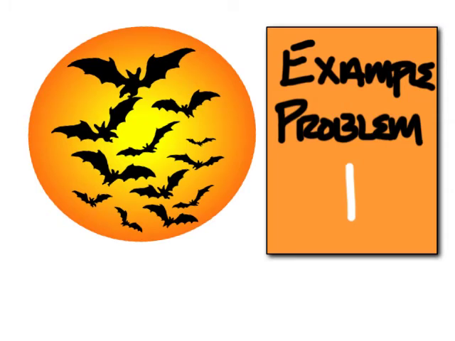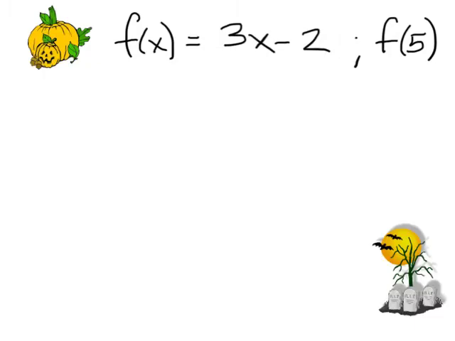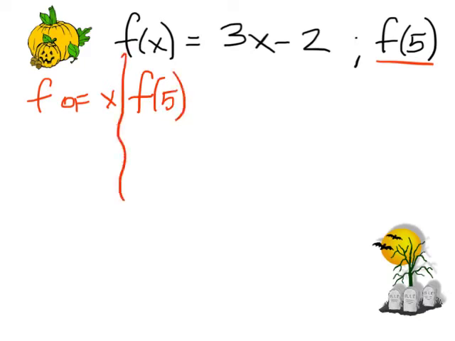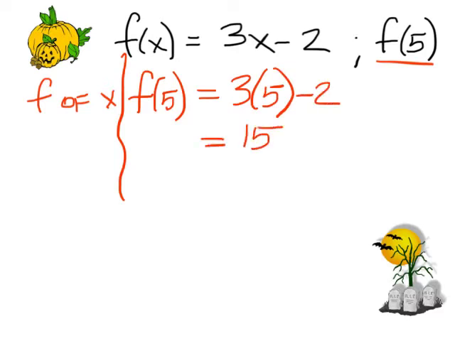Example problem number 1. F of x, and this is how it's pronounced, F of x equals 3x minus 2. You must evaluate f of 5, which means 5 goes in everywhere you see an x. So you would go back through and plug in 5 everywhere you see an x. So 3 times 5 minus 2 is 15 minus 2, so the final answer is 13. These are similar to the warm-up quizzes, except these will go much further than that.